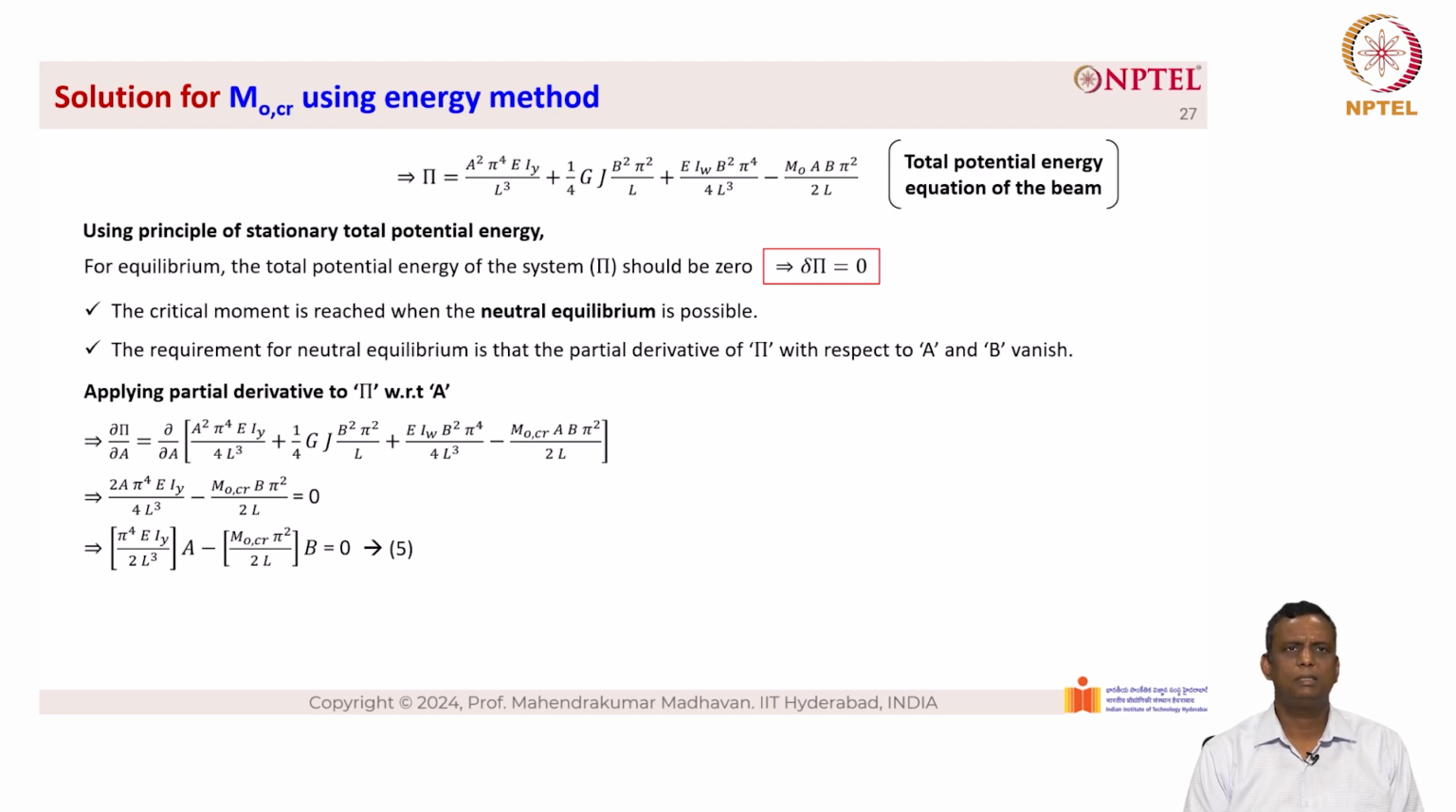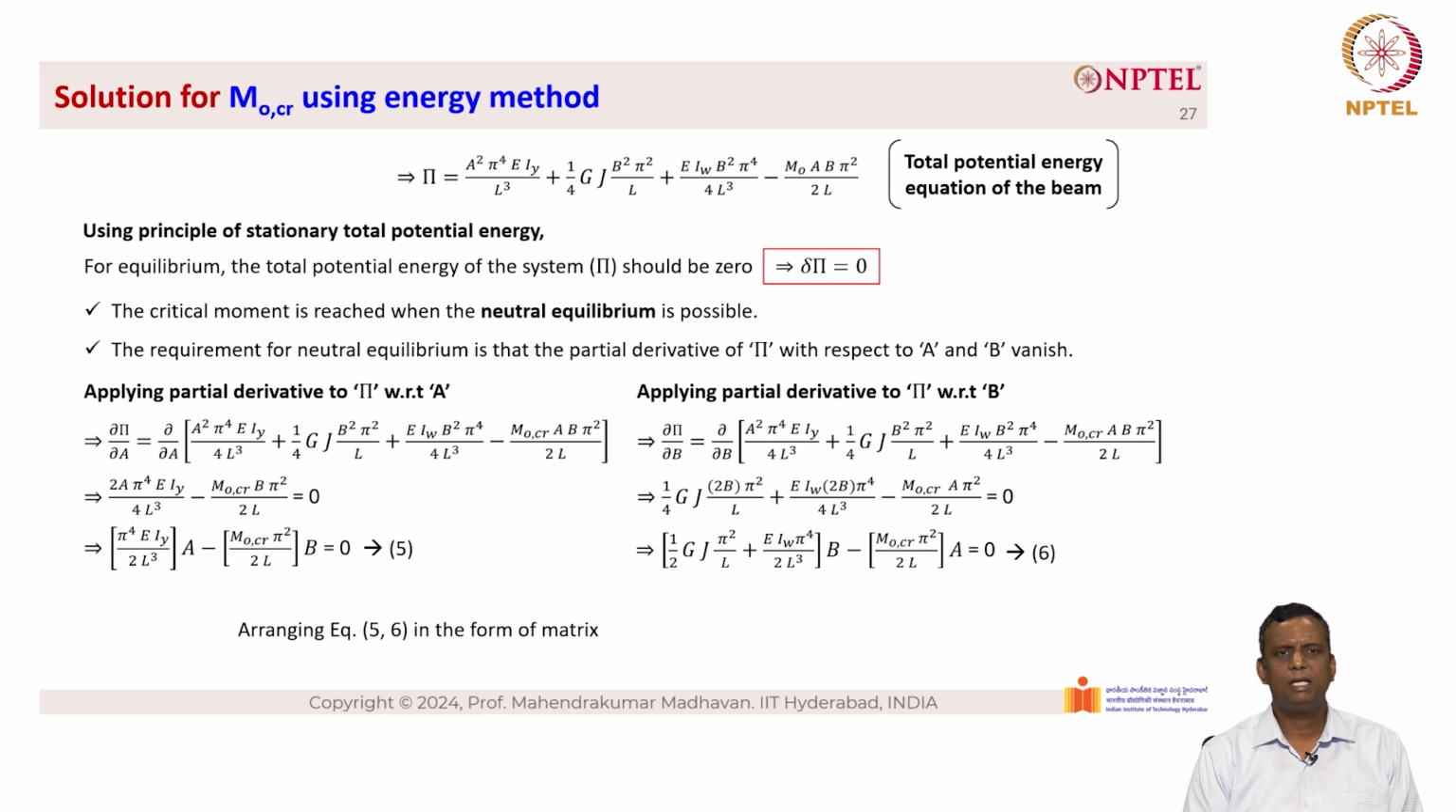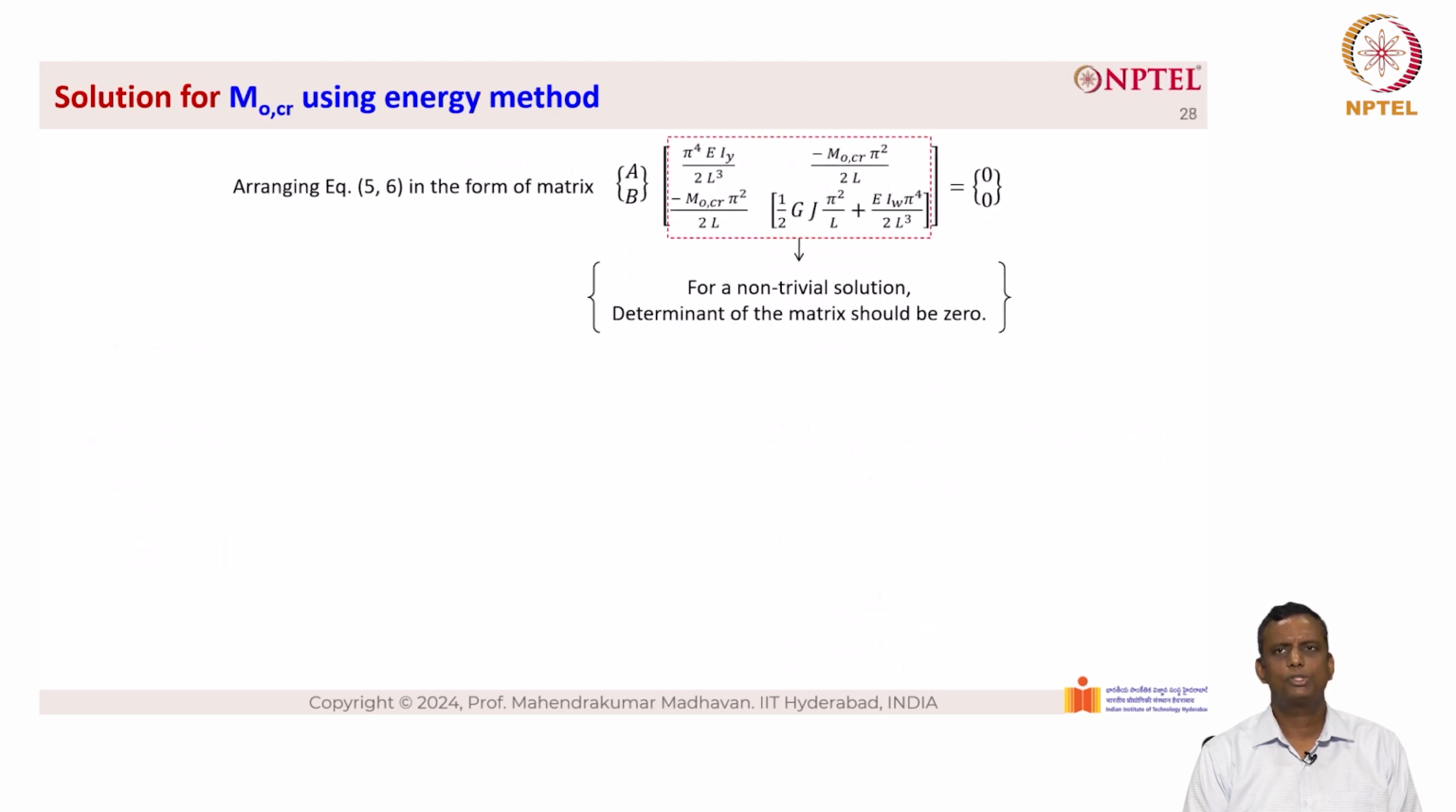We do a similar exercise, now applying the partial derivative with respect to b. When we do so, we simplify this further and we get one more equation, which is 1 by 2 into GJ into pi square by L into EIW into pi power 4 divided by 2L cube into b minus M naught critical into pi square by 2L into a is equal to 0, which becomes equation 6. Now these 5 and 6 can be put in the form of a matrix acting on a and b. So we have this equation represented in the form of a matrix. For a non-trivial solution, the determinant of the matrix should be equal to 0.